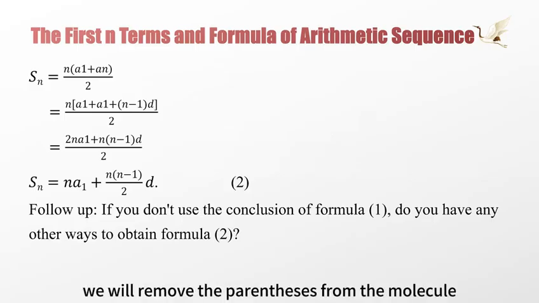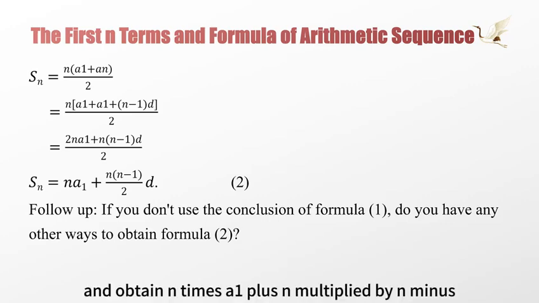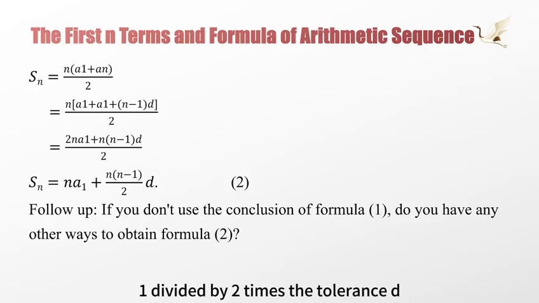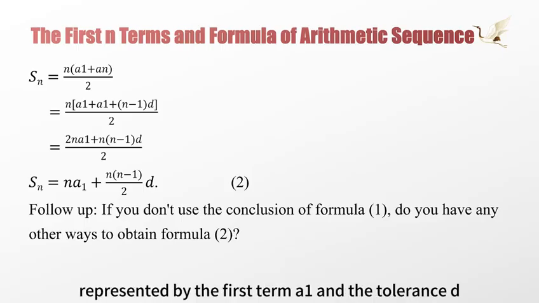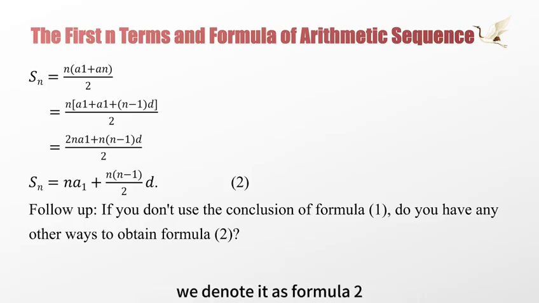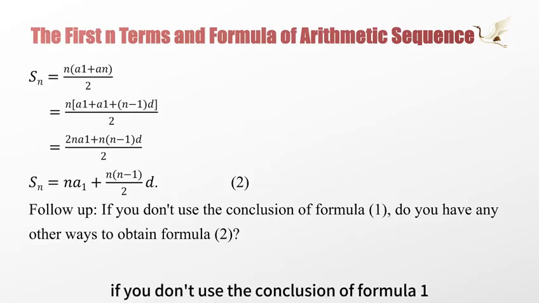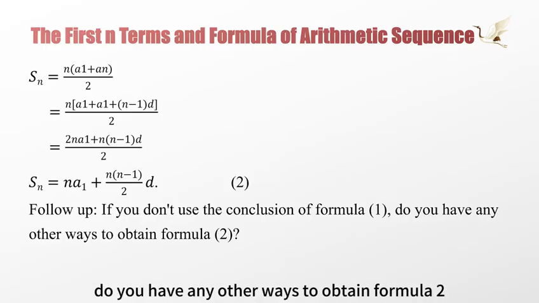We remove the parentheses from the numerator, organize, and obtain Sn equals n times a1 plus n times (n minus 1) divided by 2 times the common difference d. This way, we obtain the sum formula of the first n terms of the arithmetic sequence represented by the first term a1 and the common difference d. We denote it as Formula 2. If you don't use the conclusion of Formula 1, do you have any other ways to obtain Formula 2?